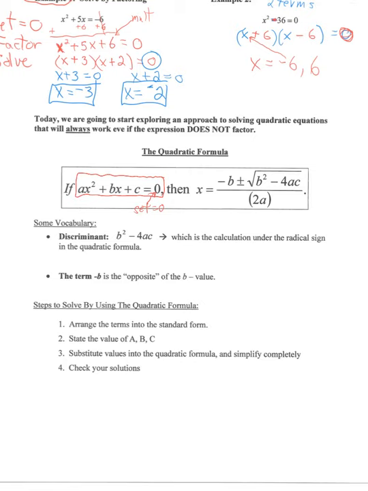So before we use the quadratic formula, let's make sure we have that ax squared plus bx plus c, and it's set equal to 0. So when you look at the quadratic formula here, you're going to say, wait a minute, I've seen things like this before.